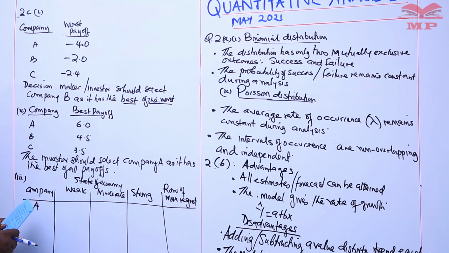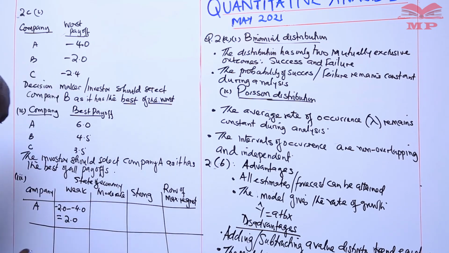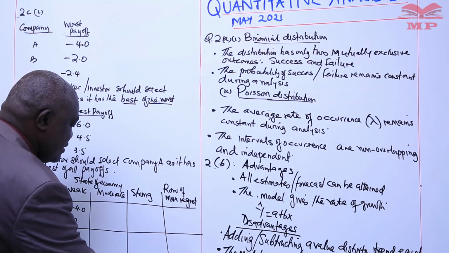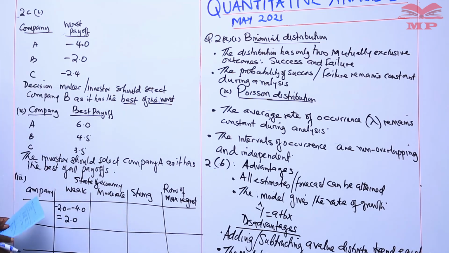We compute the regrets for each case of the state of economy or state of nature. Under weak state of nature, the best there is negative 2.0, so the actual payoff here is negative 4.0. What's the regret? Negative 2.0 minus negative 4.0, which should give me 2.0. I put my working as such. So that is the regret there.